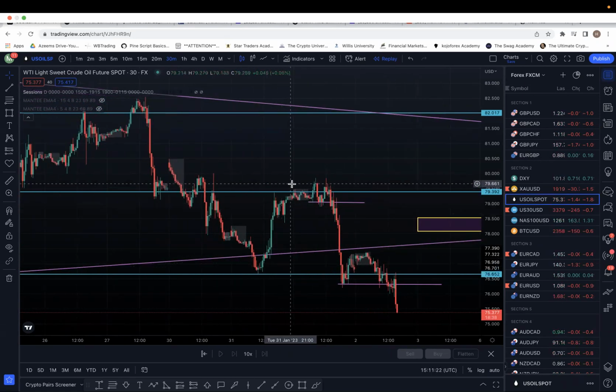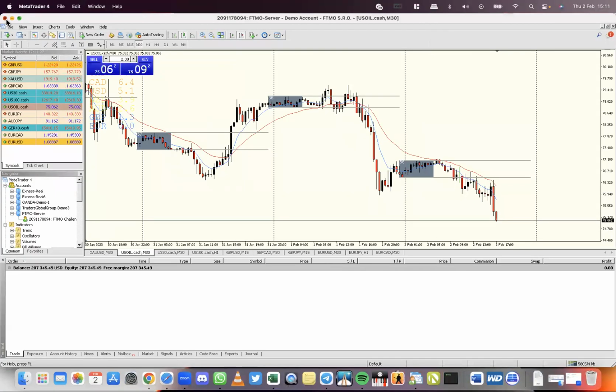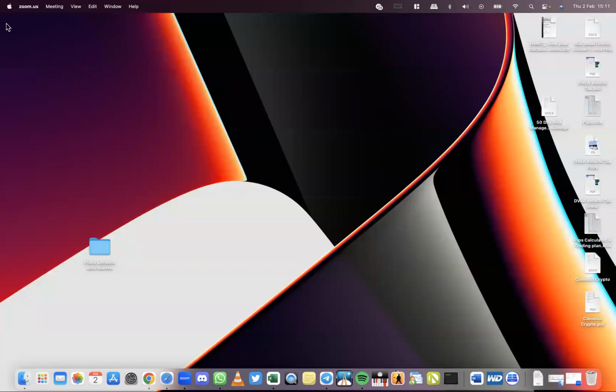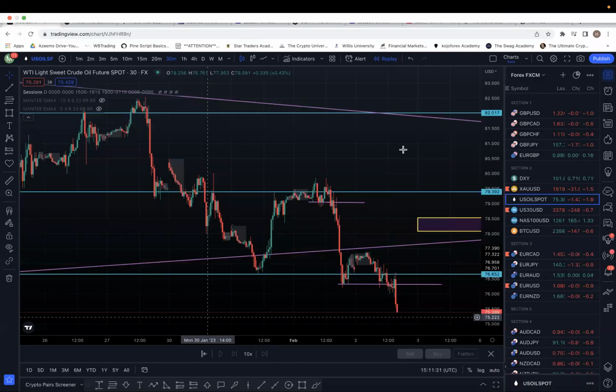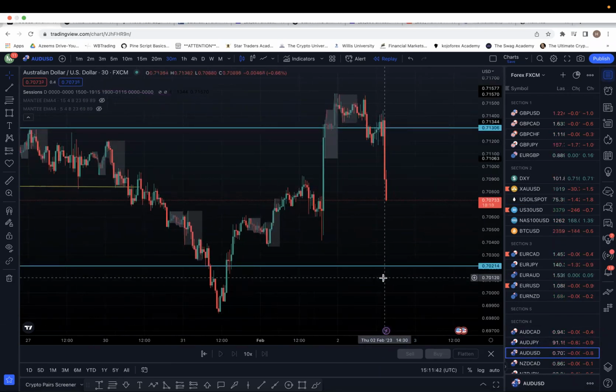And then, let me close my thing. So Godwin, let's come back to Aussie AED, Aussie USD. Yeah. So that's what we're looking for. So this is the line you created.